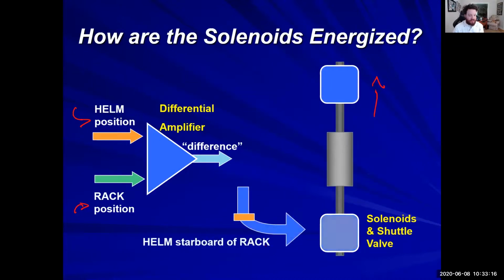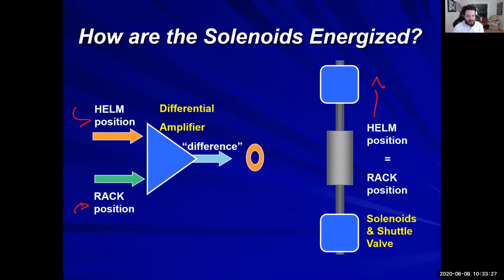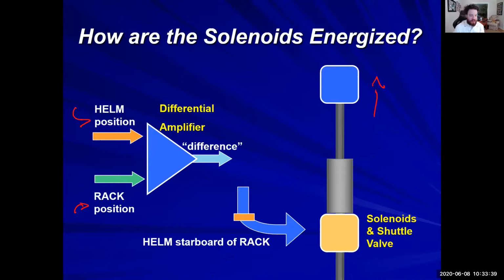If the helm is starboard of the rack, the shuttle valve is going to be sucked in the opposite direction. If the helm is equal to the rack position, then you have a zero position, which means neither solenoid is going to be active. So what's happening here is the helm is being compared to the rack position, and that difference is what's going to be turning on one or the other. Another one of those negative input.